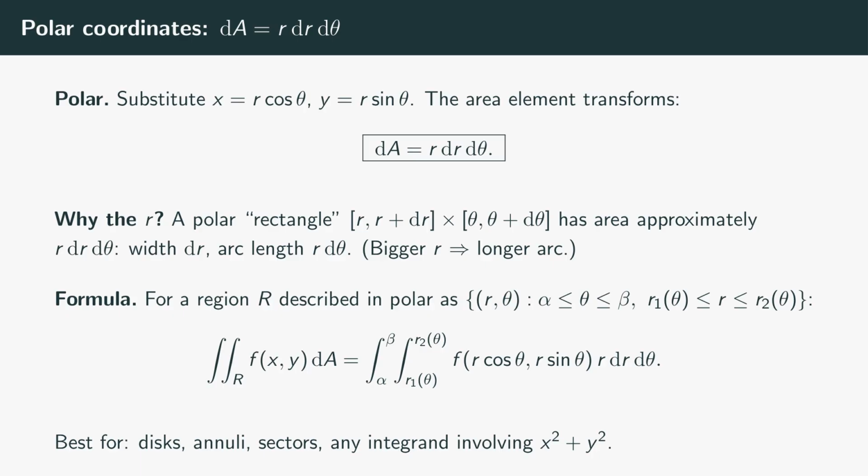The general formula is straight substitution. Describe the region in polar as alpha less than or equal to theta less than or equal to beta and r sub 1 of theta less than or equal to r less than or equal to r sub 2 of theta, replace x and y in the integrand by r cosine theta and r sine theta, and tack on the r from dA.